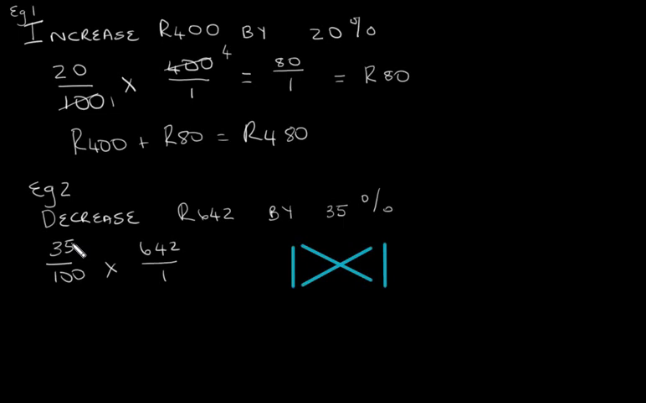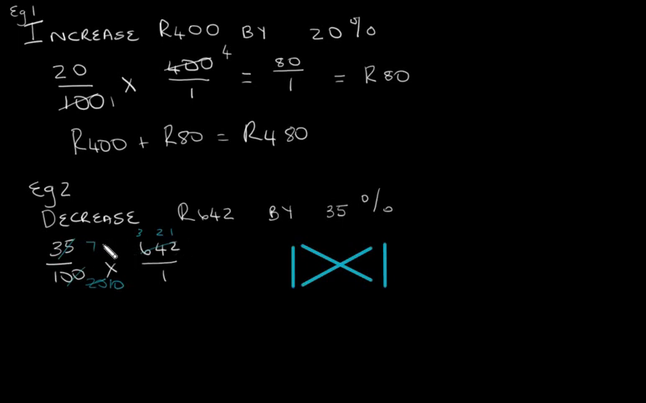5 divides into 35 7 times, and it divides into 100 20 times. Does that simplify any further? No, but we see that 2 divides into 20, and it also divides into 642. So let's do that. So 2 divides into 20 10 times, and it divides into 642 321 times. Does anything simplify further? No.